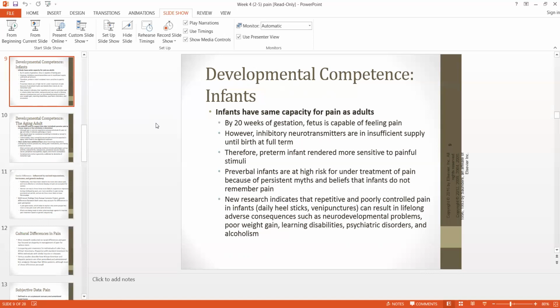The next one says inhibitory neurotransmitters, those modulators, are in insufficient supply until birth at full term, and even after birth, they're in insufficient supply. So the baby has very limited experience in self-regulating their pain. Maybe you've heard, let them cry it out. They'll stop crying whenever they get tired of crying. That's a real philosophy of childcare, whether you do that or whether you satisfy the pain and try to eliminate it. But they certainly do feel pain.